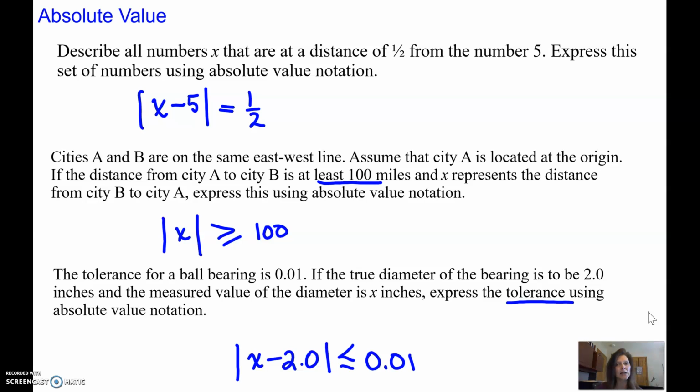All right, the last one, and this is probably a very common example of using absolute value notation, tolerance. Tolerance means I can be within a certain range of values. So the tolerance for a ball bearing is 0.01. If the true diameter is supposed to be 2.0, how would I express the tolerance using absolute values? Well, that means I can be 2.0, or up to 0.01 more, 2.01, or up to 0.01 less. It doesn't matter. So I'm going to say the absolute value of x minus 2.0 is less than or equal to 0.01.